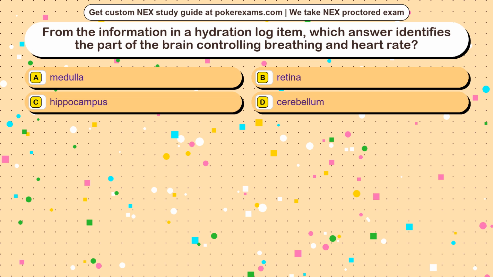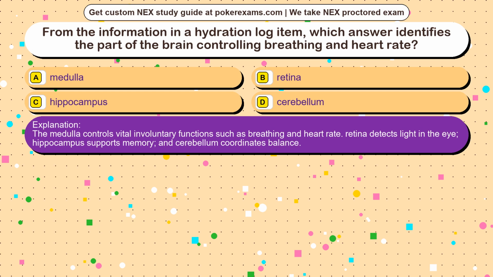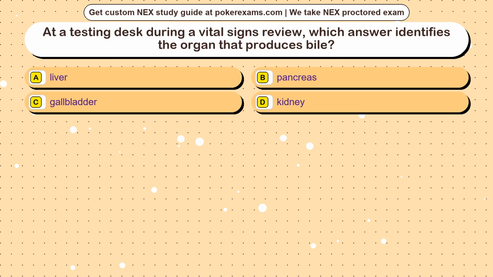The correct answer is option. The medulla controls vital and involuntary functions such as breathing and heart rate. Retina detects light in the eye, hippocampus supports memory, and cerebellum coordinates balance. Question 23. At a testing desk during a vital signs review, which answer identifies the organ that produces bile? Option A, liver. Option B, pancreas. Option C, gallbladder. Option D, kidney.